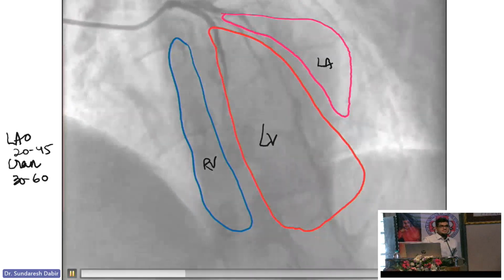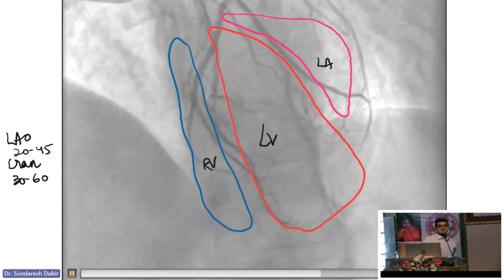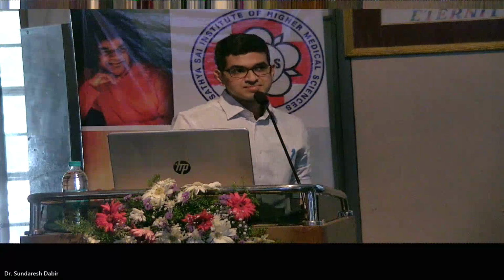Dominance. Dominance. You want to look at the diagonal bifurcation. Third is when you do a CTO intervention, you want to see the right coming from the left. If you have a collateral right coming from the left, you can take this.